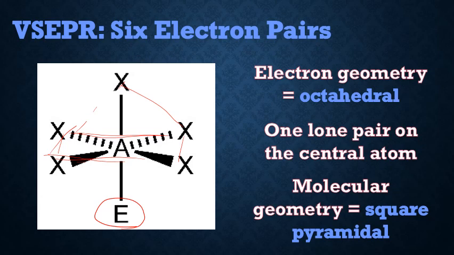Because all of the electrons are equidistant, you don't really have an equatorial atom, so it doesn't matter where you place it, because everything is 90 degrees apart. So here you have your square, there you have your pyramid. So the molecular geometry is square pyramidal.